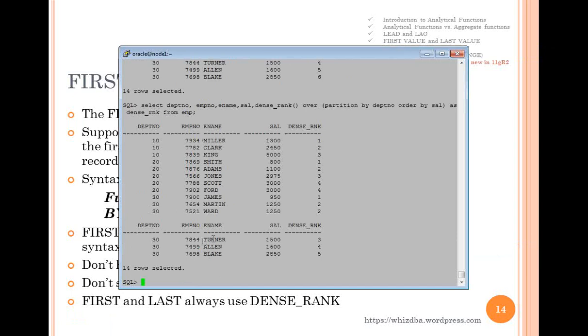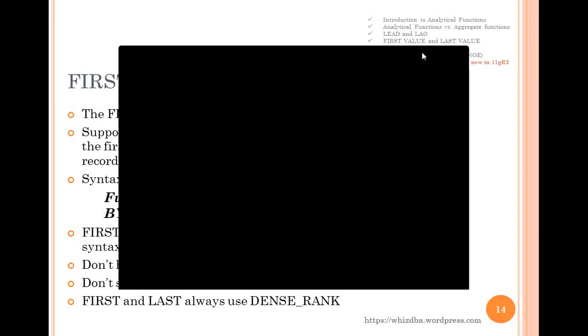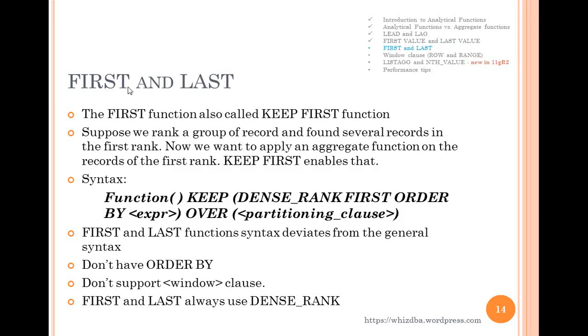As you can see here, the Turner with salary 1500 is now having the rank 3. This is what dense rank does. It doesn't skip any rank in case of a tie. Now the first and the last analytical functions heavily use this dense rank feature. The dense rank is majorly used in their syntax.